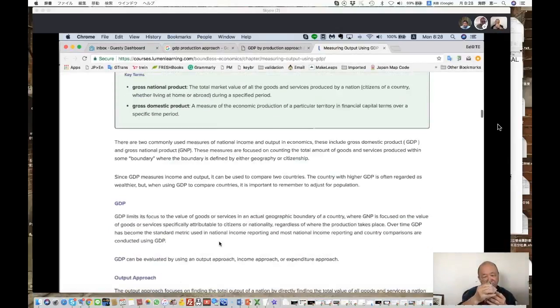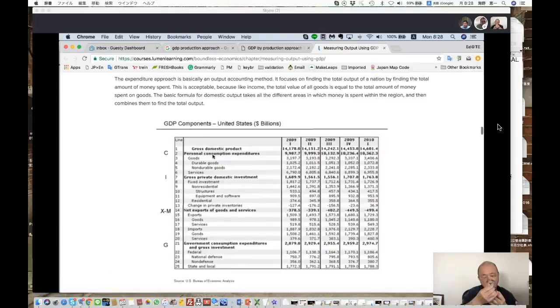So basically, I believe there is a ledger here. This is what it looks like in the United States in billions of dollars. Gross domestic product is personal consumption expenditure, which is goods and services, and gross private domestic investments, fixed investments. Then we have exports of goods and services, and government consumption and expenditures. So this is what it looks like. It's just like a profit and loss statement.